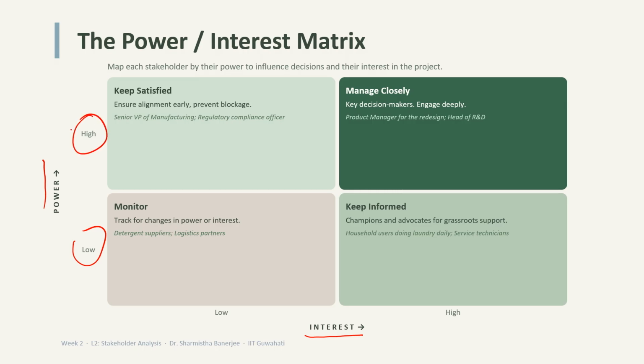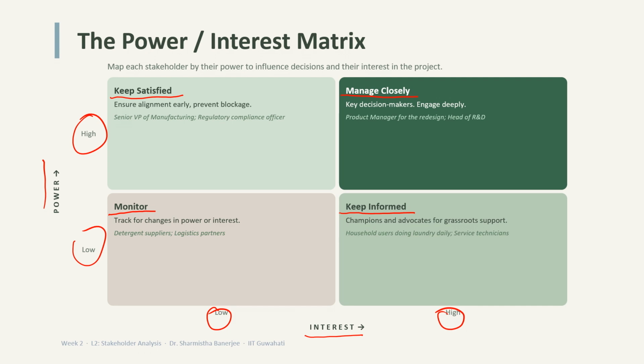Low, high, low, high. Any stakeholder who has extremely high power and extremely high interest, we have to manage them very closely. If the stakeholder has high power but low interest, we have to ensure that we keep them satisfied. If the stakeholder has both low power and low interest, then I need to just monitor those stakeholders. In case interest is very high but power is very low, I need to keep them informed. Now why I do these things, let's understand with some examples.